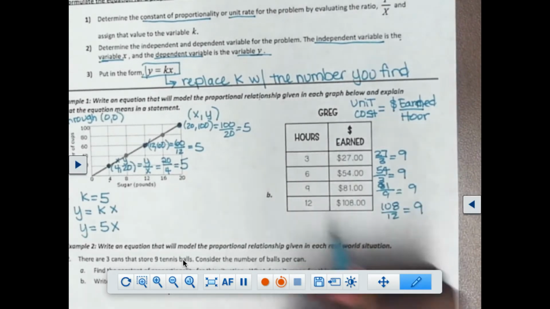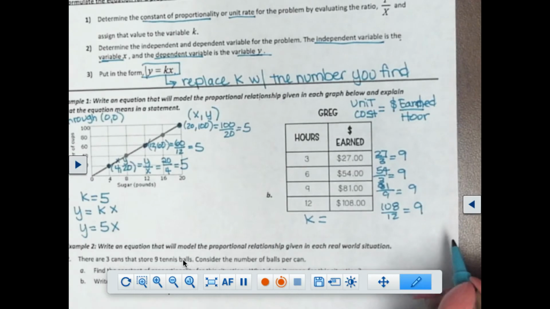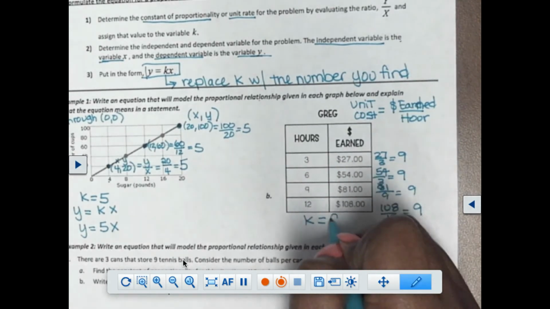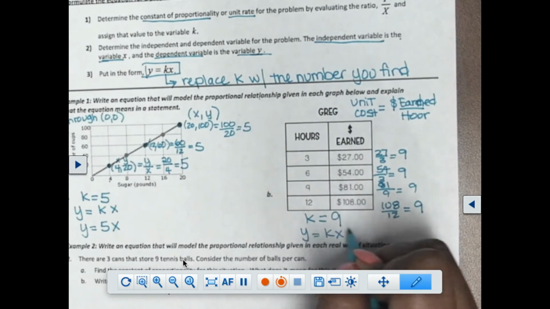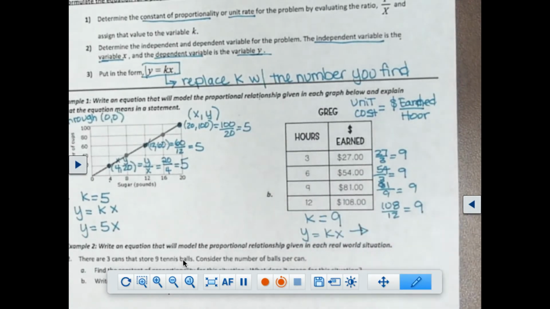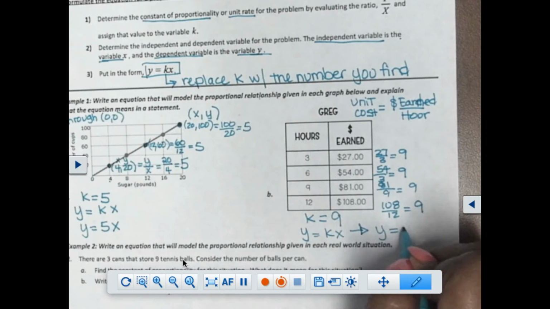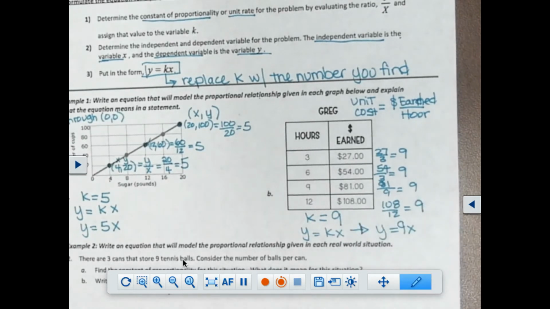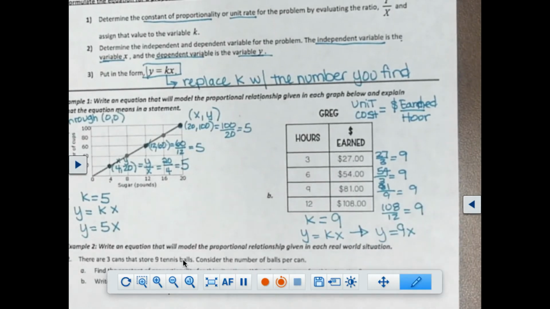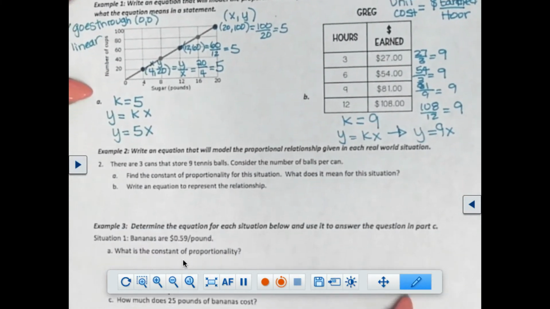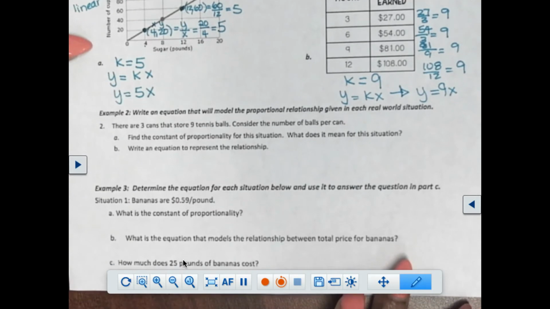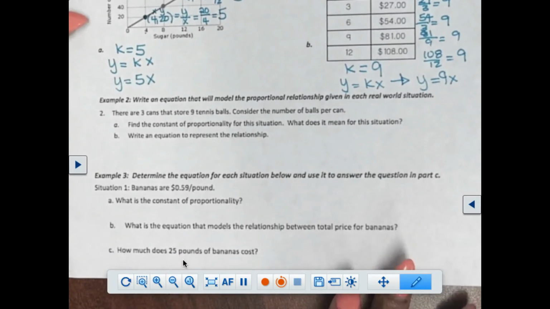So here I know that my K, or my constant of proportionality, my COP, is 9. So Y equals KX. If I go ahead and create the equation for this one, it will be Y equals 9X. Okay. Then we have some word situations. In these examples down here, we're going to answer the questions that they give us, based off of the scenario they gave.